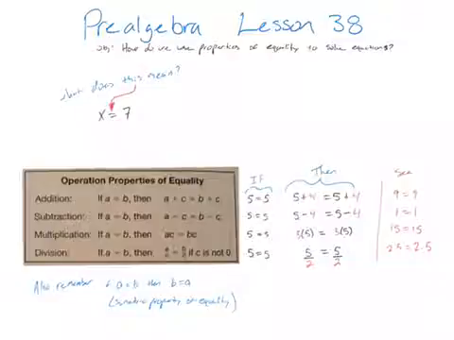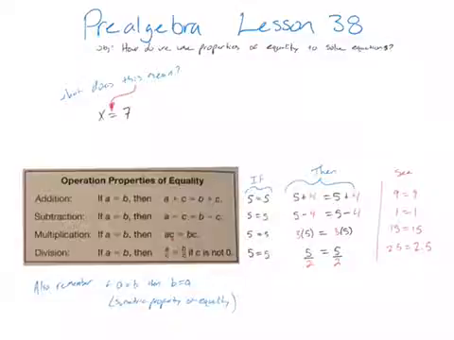Properties of equality. So, if A is equal to B, then you can add C to both sides and it'll still be the same. Kind of like if 5 is equal to 5, you could say 5 plus 4 is equal to 5 plus 4. Both come out to be 9. You could subtract C from both sides and still come out the same. Like 5 is equal to 5, you could say 5 minus 4 is equal to 5 minus 4. 1 is equal to 1. Still equivalent statements.